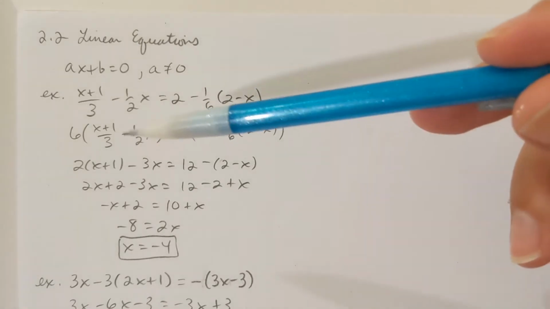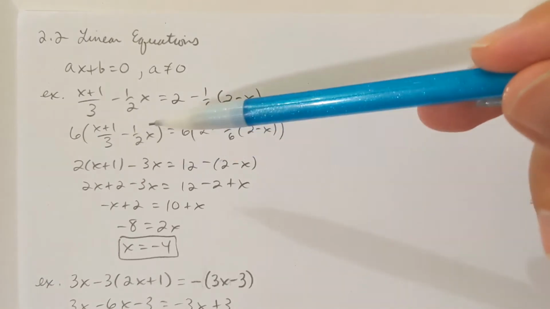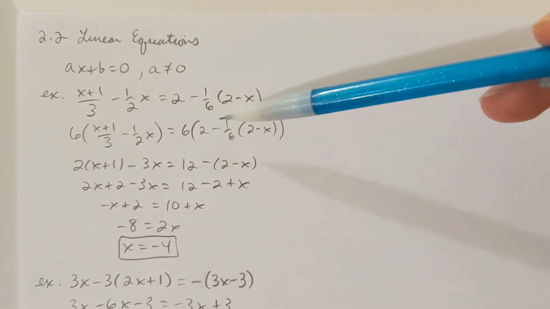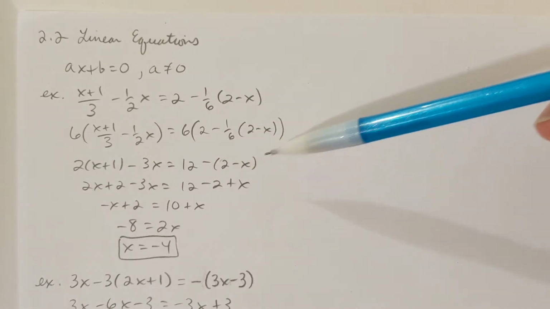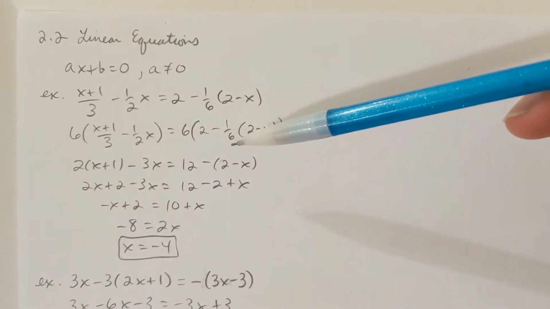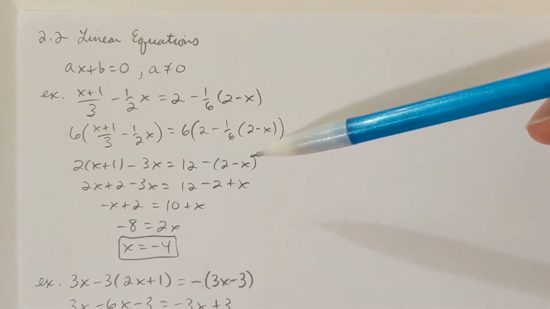Well, let's distribute there. 6 divided by 3 is 2. 6 divided by 2 is 3. 6 times 2 is 12. 6 times 1/6 is 1. Okay, so we get 2 times (x plus 1) minus 3x equals 12 minus (2 minus x).